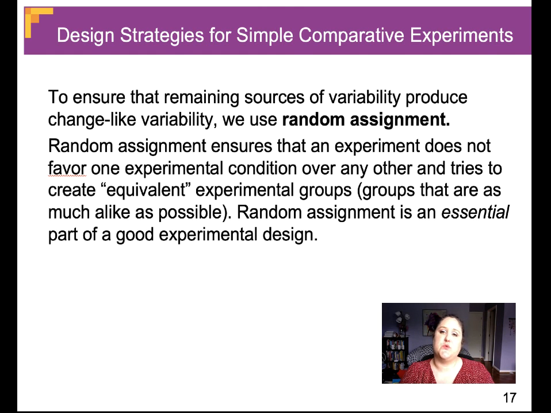So how do we ensure that we're producing this chance-like variability? We can do that by using what's called random assignment. All that does is that we're ensuring that the experiment will not favor one experimental condition over another. And we are essentially trying to create these equivalent experimental groups because we're just randomly assigning people or individuals into the different treatment groups. When you do random assignment, you're trying to make these groups as similar as possible. It is absolutely essential that you use random assignment when you're using good experimental design.